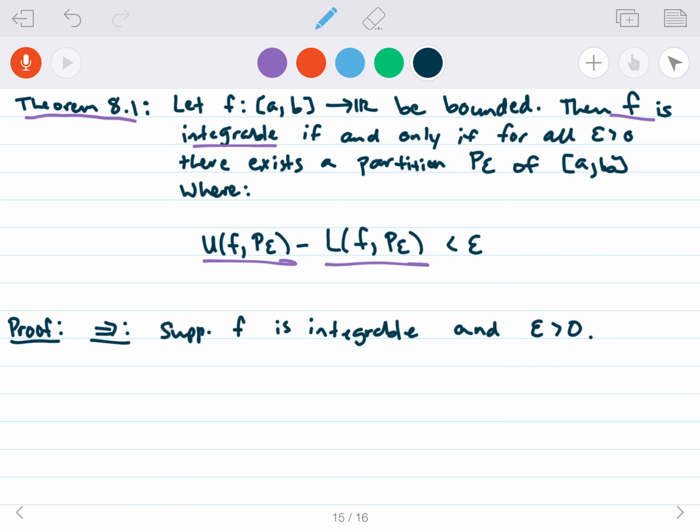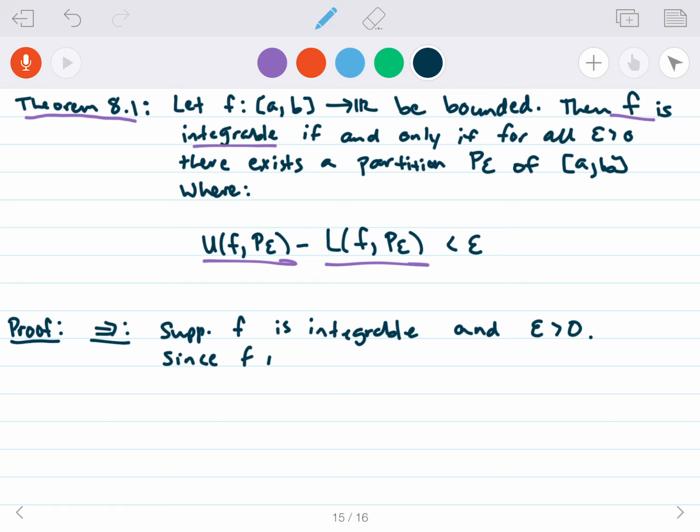Okay, so what does it mean that f is integrable? Well, going back to our definition, that just means that the upper integral is equal to the lower integral. Okay, so we have the following. We have that, well, maybe I'll write it out actually.